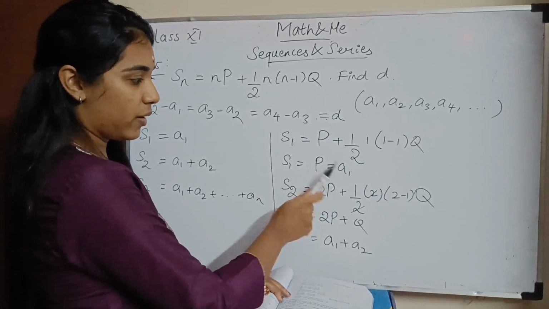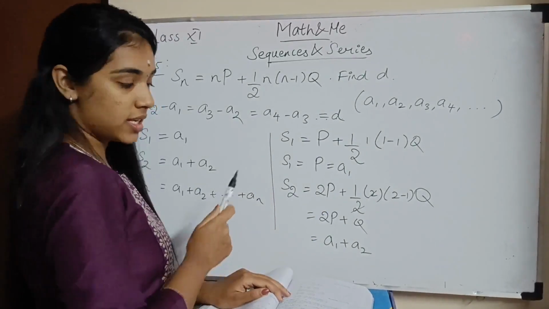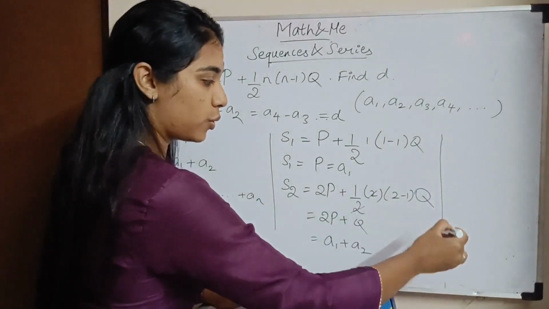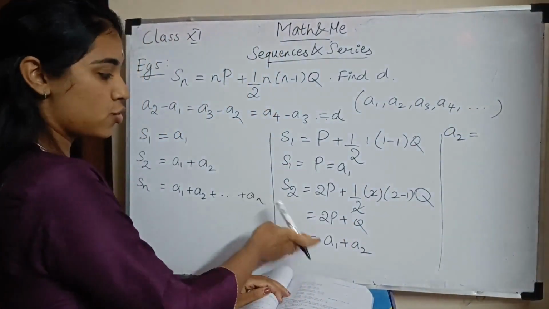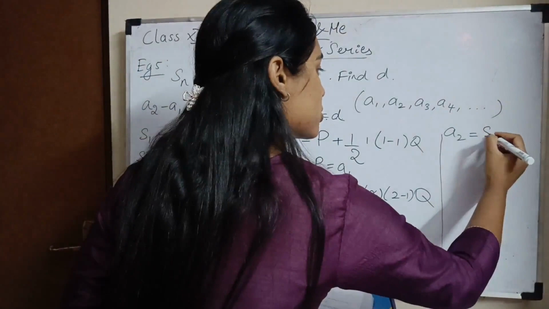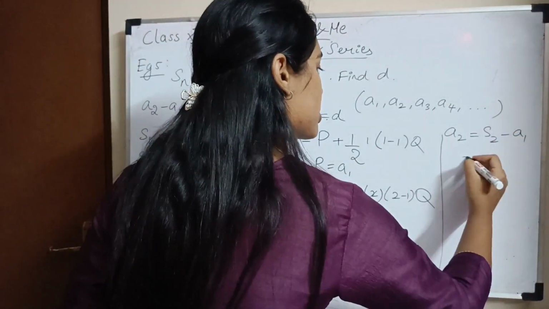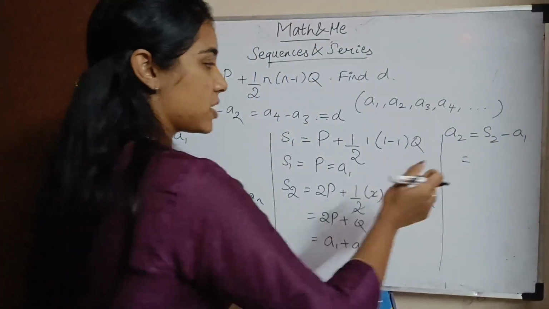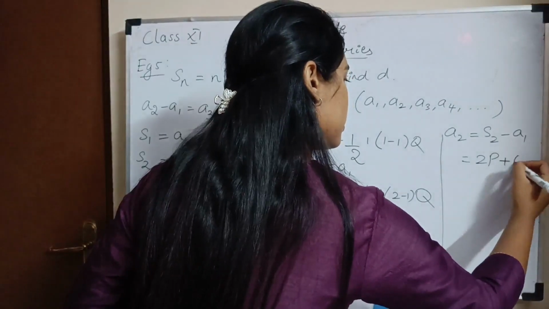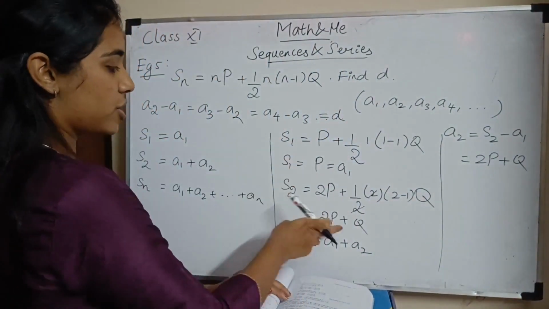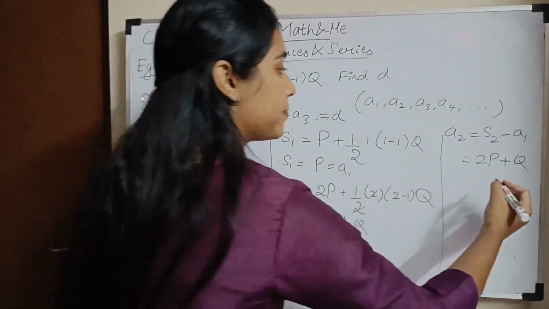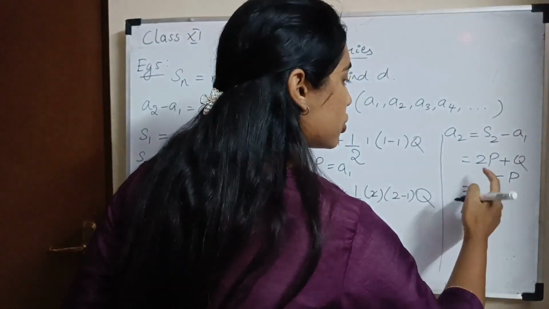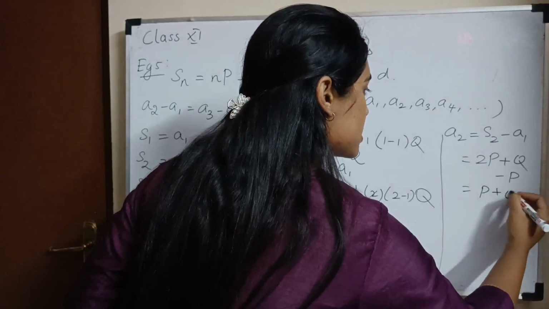You know what A1 is. You know what S2 is. Can you find A2? So what is A2? A2 is nothing but S2 minus A1. So what is your S2? 2p plus q. What is your A1? p. So 2p plus q minus p is p plus q.